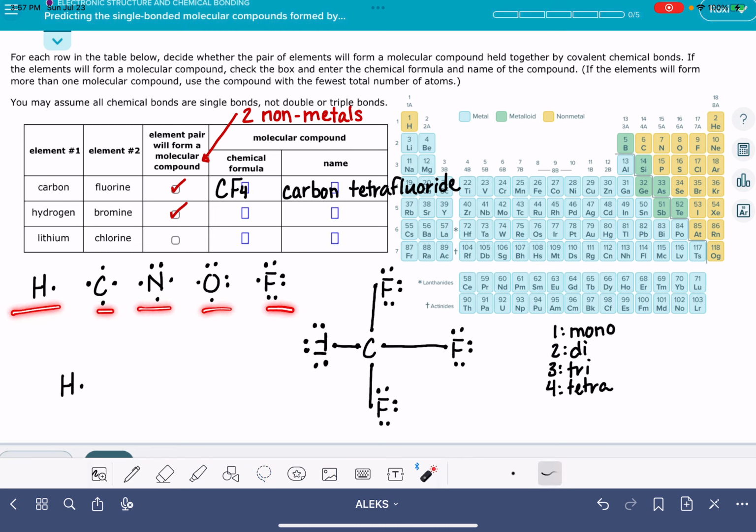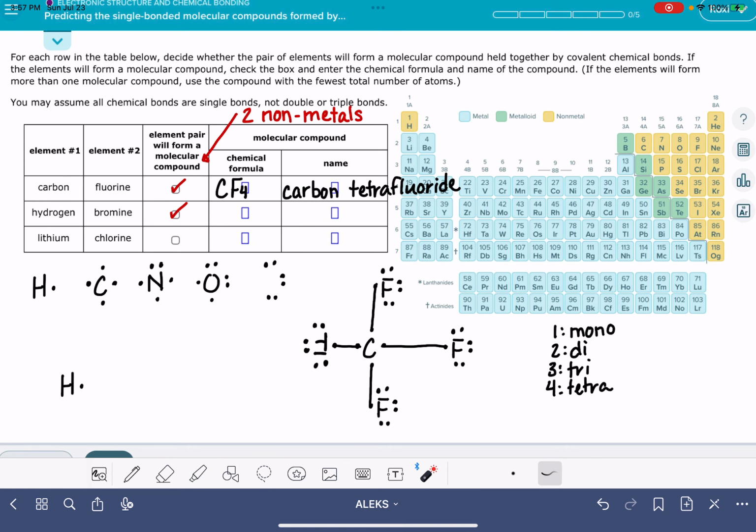I didn't give you the Lewis dot symbol of bromine, but here's a trick. For any element, there's bromine right there on the periodic table, its Lewis dot symbol is going to match the Lewis dot symbol of the element at the top of its column. So fluorine, chlorine, bromine, iodine, they all have the exact same Lewis dot symbol. Same is true over here. Sulfur has the exact same Lewis dot symbol as oxygen. Phosphorus has the exact same Lewis dot symbol as nitrogen.